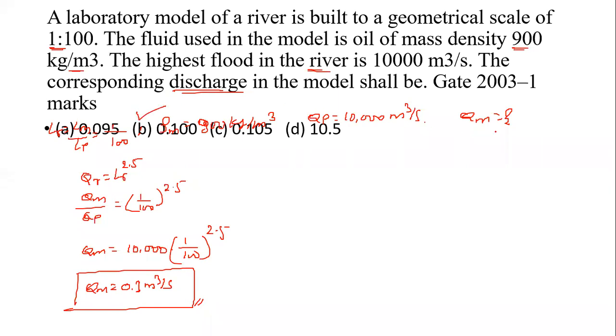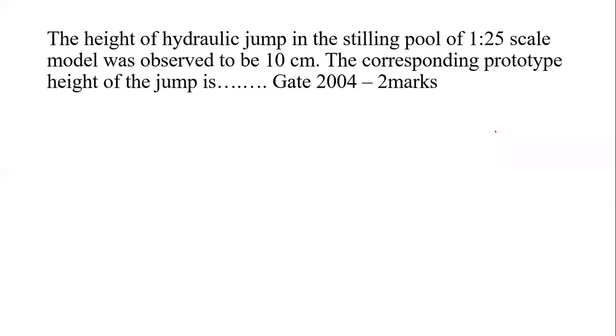Now I'd like to go for another question for homework. The height of a hydraulic jump in a stilling pool, stilling basin we can say, of a 1:25 scale model, the length scale ratio given to us, was observed to be 10 centimeter. The 10 centimeter is the height of the jump in the model. Then the corresponding prototype height of the jump was asked in GATE 2004 for 2 marks.